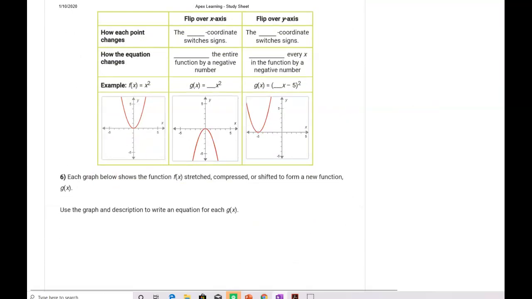Okay, so let's take a look here. Flipping right away, the y-coordinate switches sign when k is negative. So when k is negative, or basically you're multiplying the entire function by a negative number, meaning if I just do negative 1 times x squared, what that's going to do is take the function that opens like this and reflect it over the x-axis.